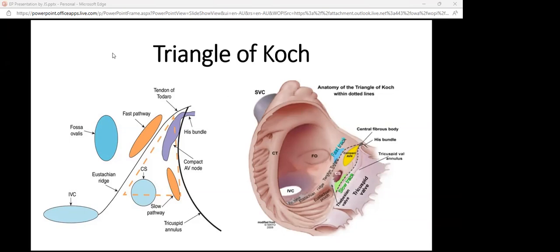Yeah, so to answer your question a little bit clearer, sorry. If there is VA conduction, just doing a VA conduction test in a pacemaker, we will never know if it's through the node or through a pathway.